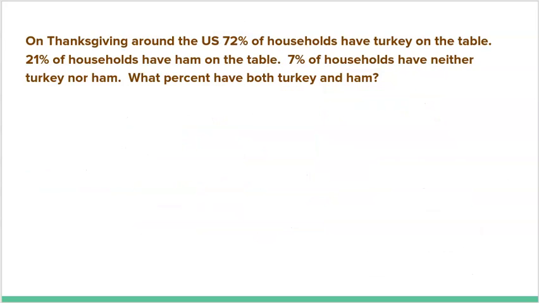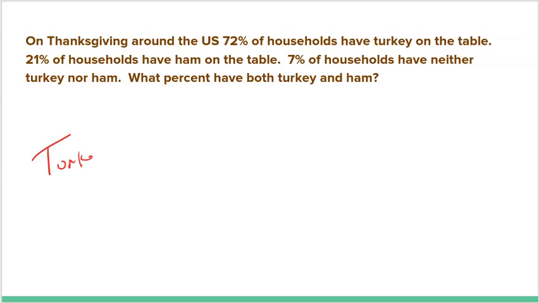All right, one more question, just piggybacking off of this. Let's do the same problem. 72% of households have turkey. 21% of households have ham. What if I told you that 7% have neither? How would that change? Well, I just want to run through this really quickly.